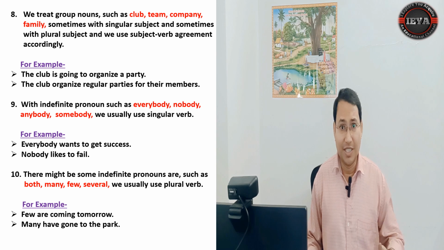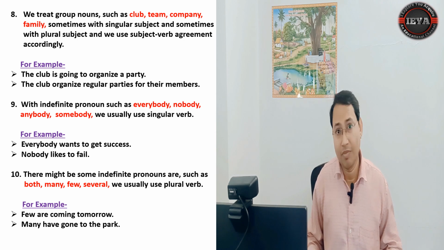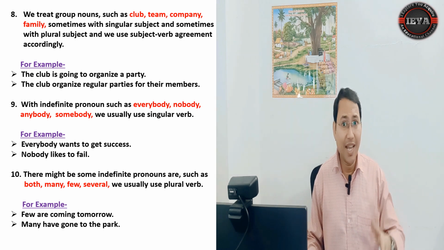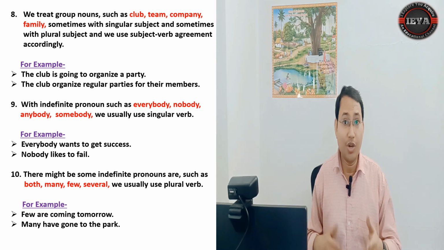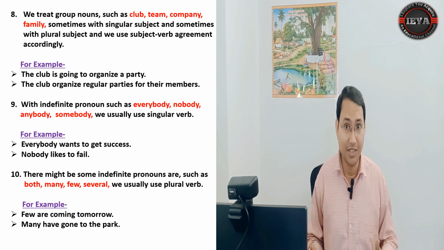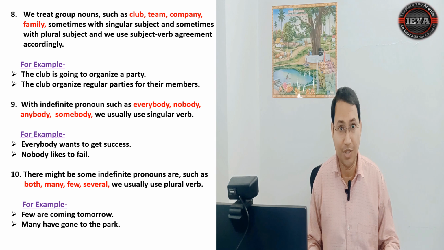In my first sentence, the club is going to organize. That means there is one club which is going to organize a party. That means the subject is singular and the verb is also singular. In the second sentence, the club organizes regular parties for their members. That means there are so many clubs which organize parties for their members. So the club here is a plural subject and organize is a plural verb.